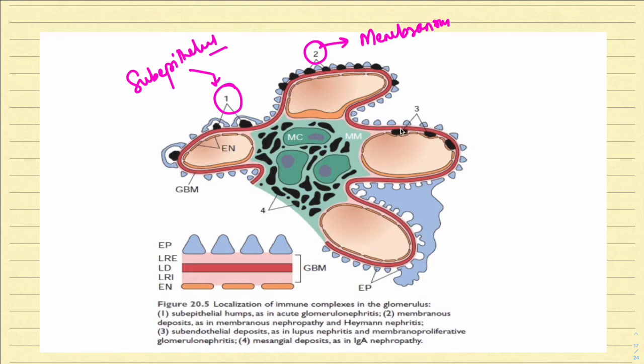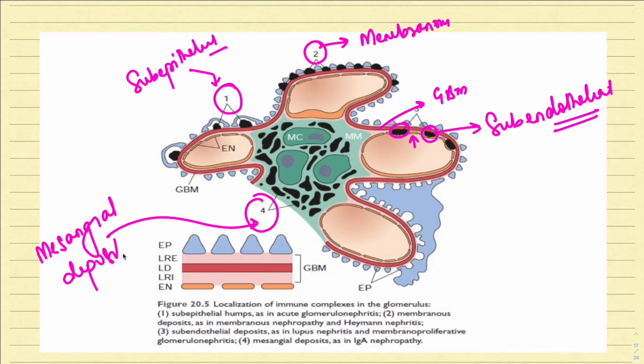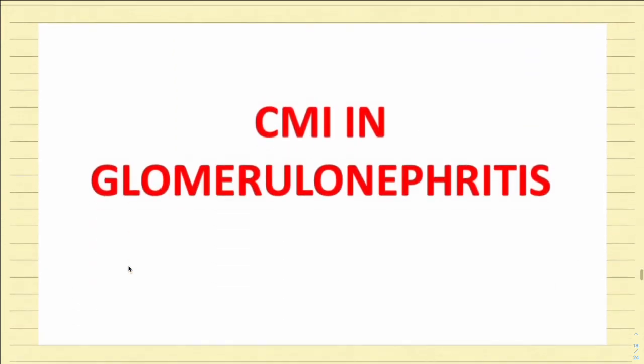The third type of location: this is the glomerular basement membrane and this is the endothelium. Just beneath the endothelium you can see these black deposits. So this is the classical subendothelial deposit. And what are these deposits? Can anyone tell me? Very good. So these are your mesangial deposits. It's very clear. So if in the exam you are asked a visual based question, you should be able to answer it very easily.